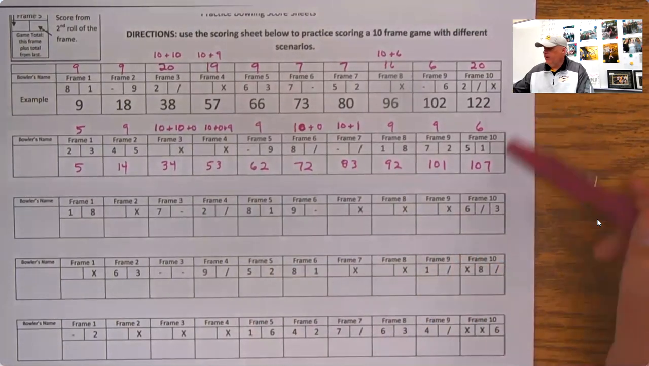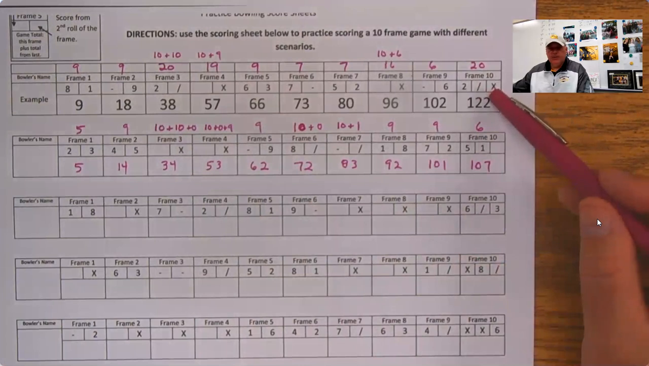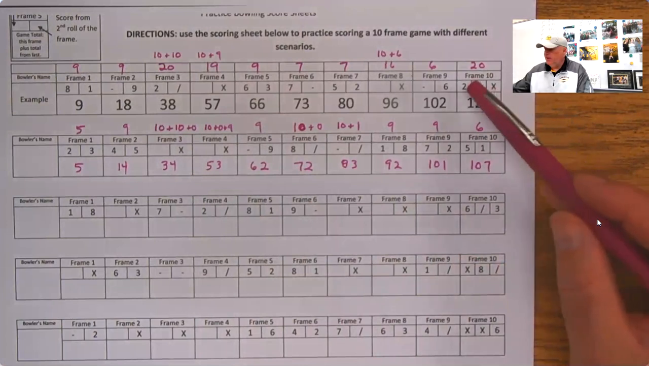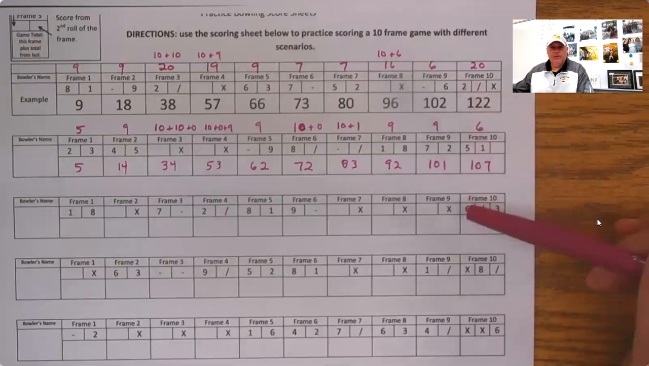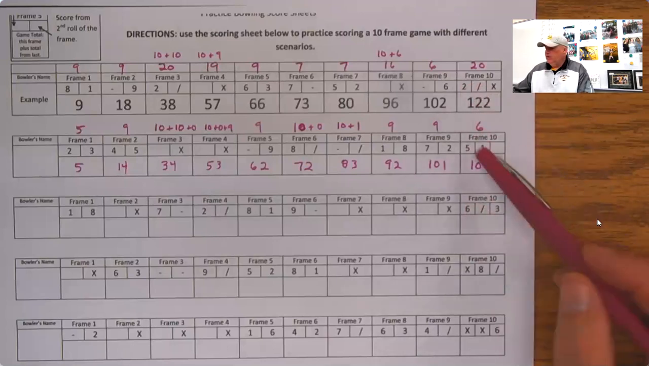And then in the last frame, there's 3 spaces because sometimes you need all 3 spaces depending on what you do in the first space or possibly the second space. And you would only need 2 spaces if you don't get a spare or a strike.